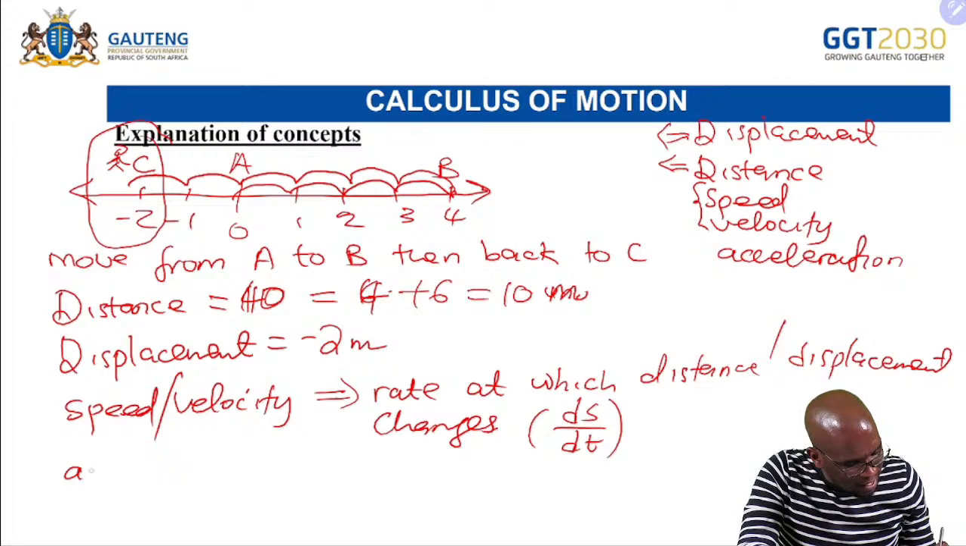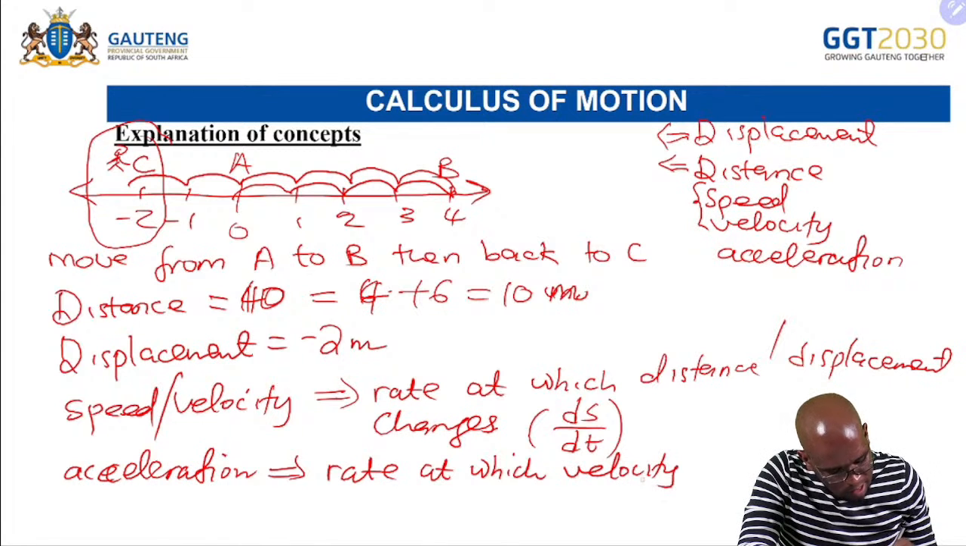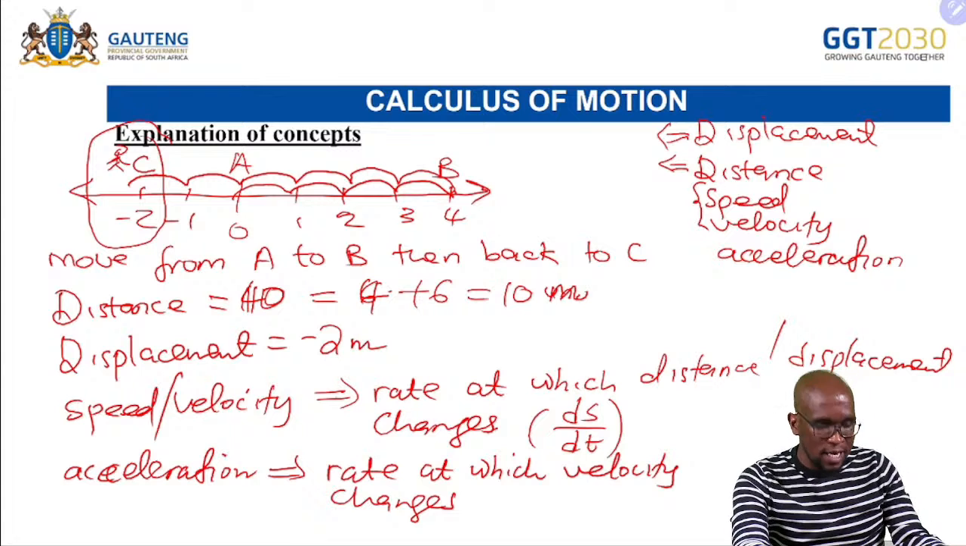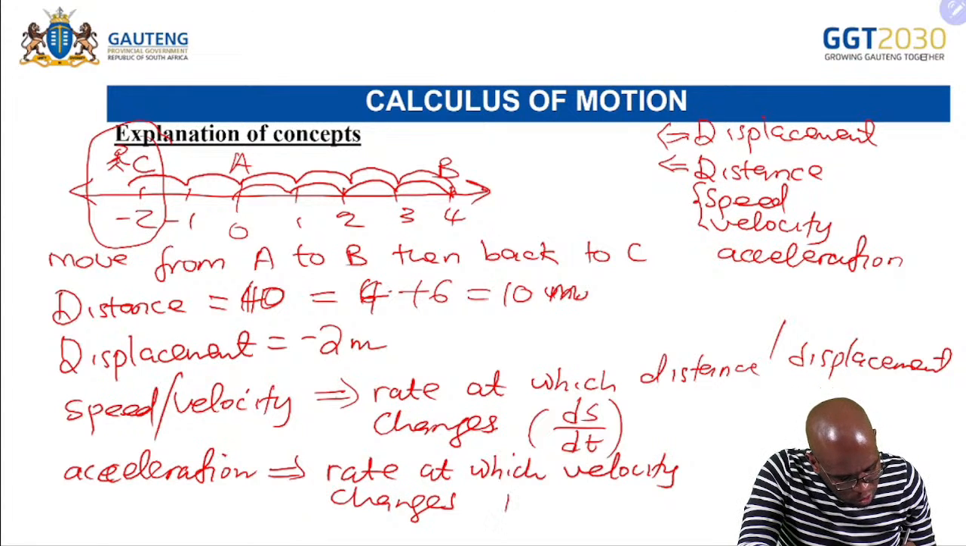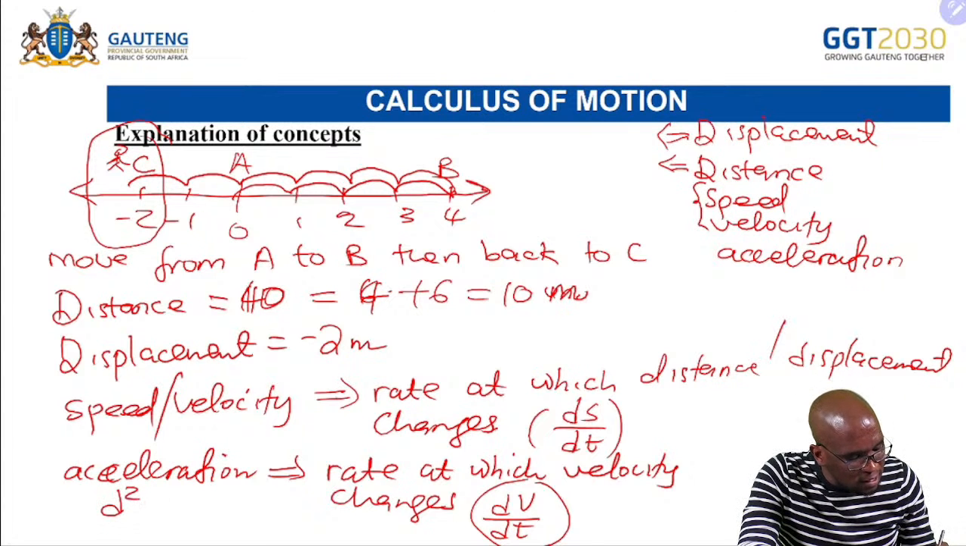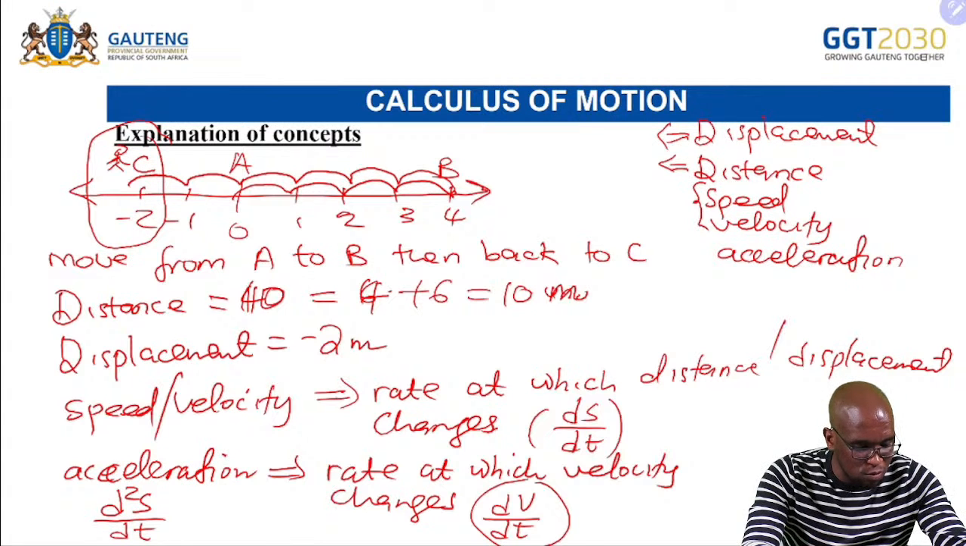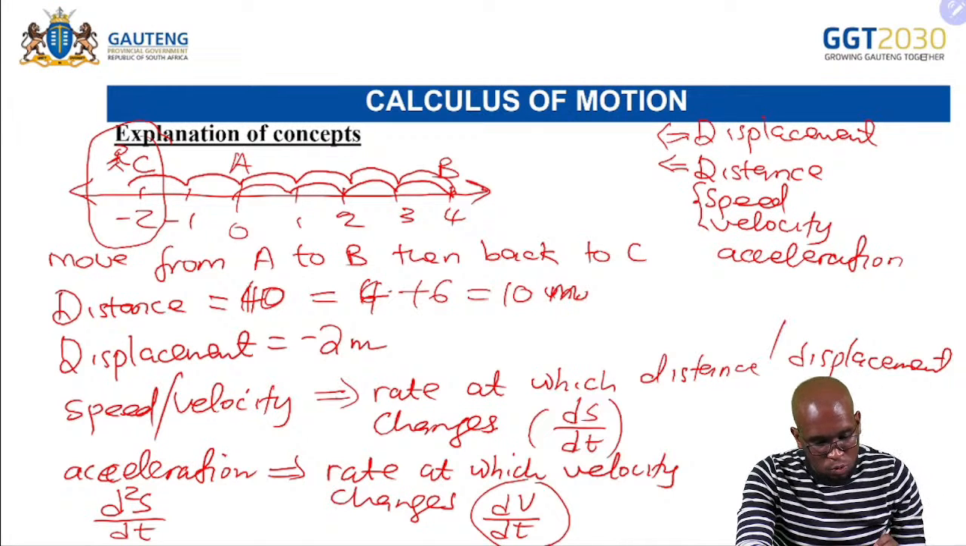And then with acceleration, it is defined as the rate at which velocity changes. The rate at which velocity changes, which means that you'll be finding the derivative of the velocity with respect to time. Which means if you move from displacement, you'll be finding the second derivative of the displacement with respect to time. Remember, the velocity is the first derivative, then the acceleration would be the second derivative. Now, those are the concepts that we need to know.